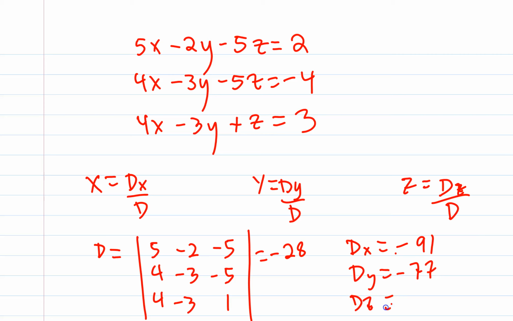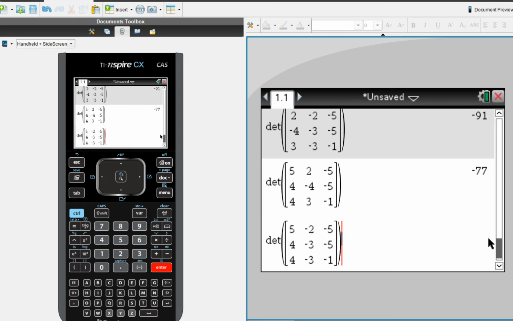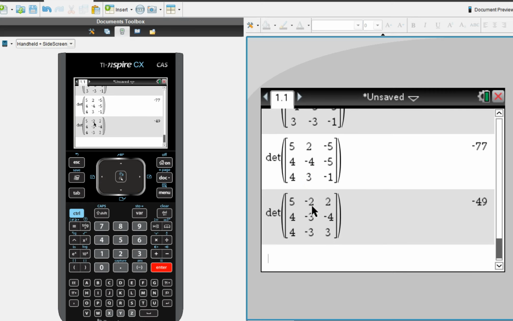And dz, I'm going to replace the z's at the end here with 2, negative 4, and make sure I do that right, positive 3. Okay. And negative 49.